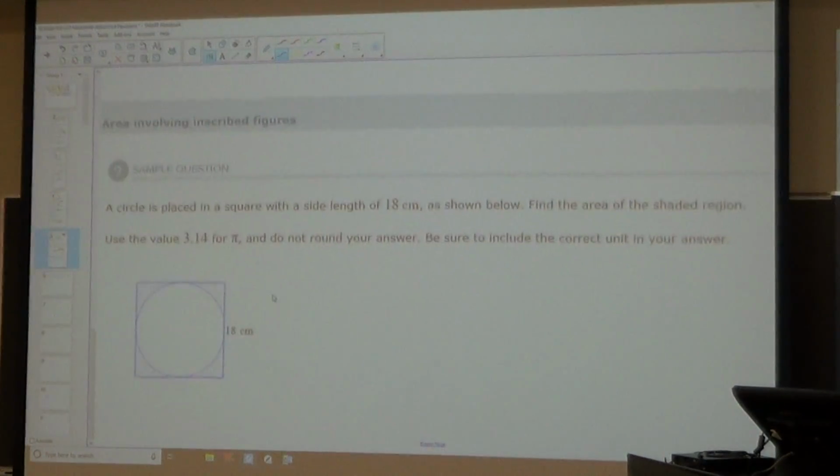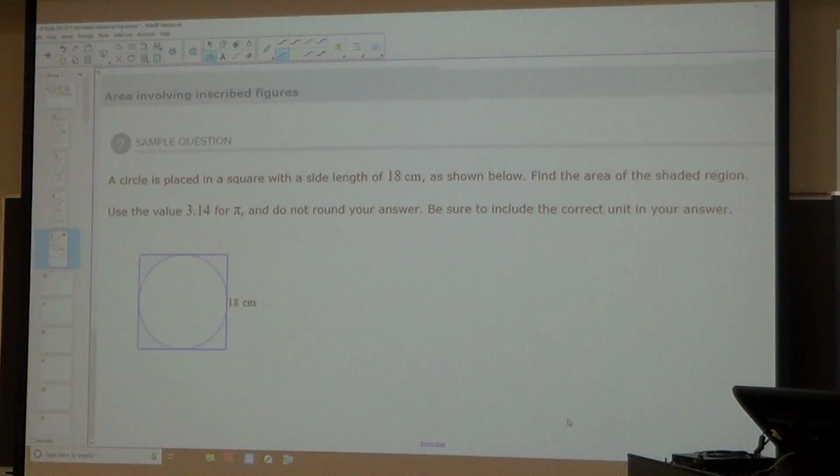What do you think we're going to do for this one? We're finding the area, I know that. Outside shape minus inside shape. What is your outside shape? A square. Okay? What is your inside shape? A circle. So we have a square minus a circle.